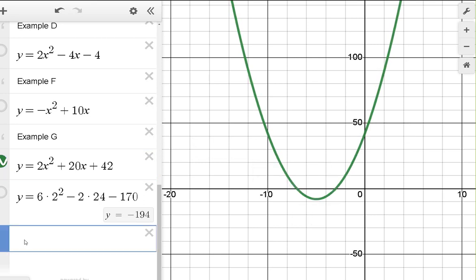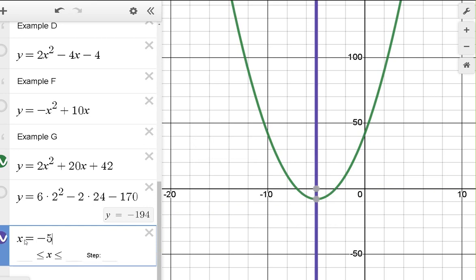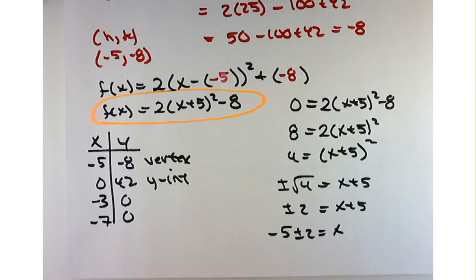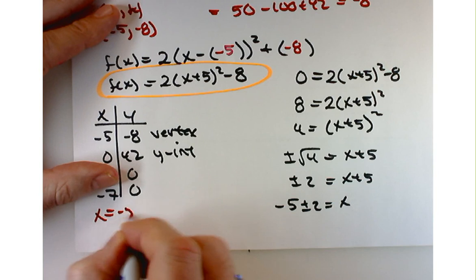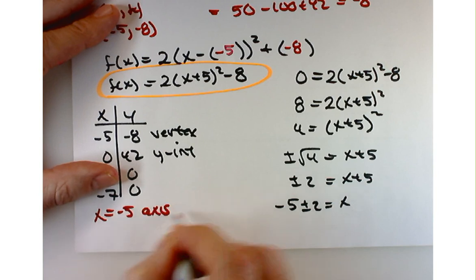What's the axis of symmetry? X equals -5. -5, perfect. That line should go straight through your parabola down the middle. Make sure you give me an equation, something you can put into Desmos and have a graph. X equals -5, your axis of symmetry.